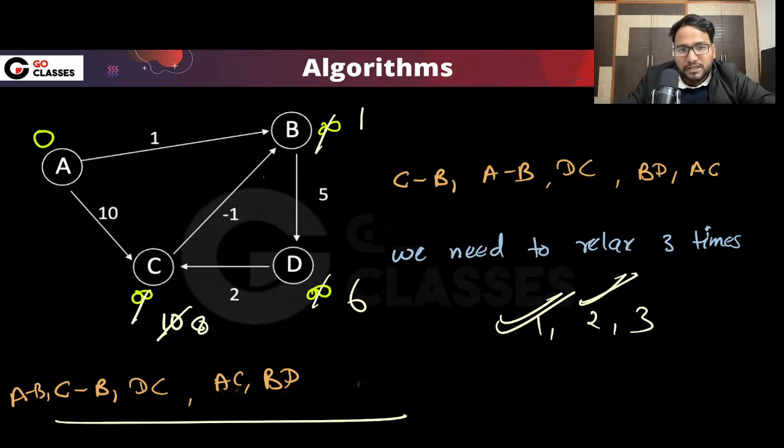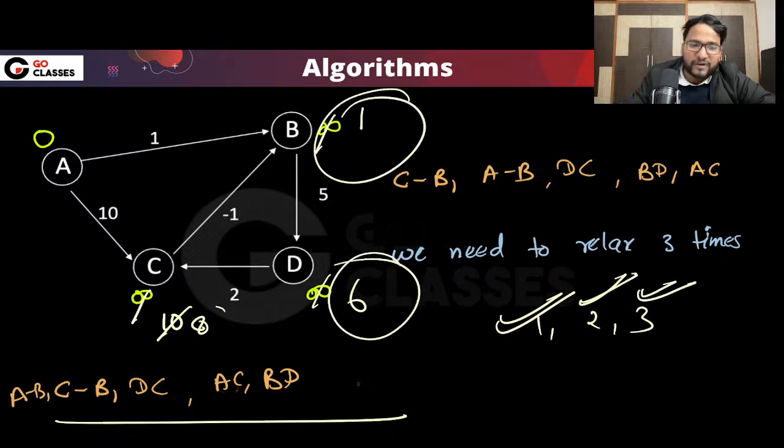And CB will also, I think, not change anything because it is already shortest. And then DC, it will also not change anything because it is 8. And then AC is this, and this will also not change anything. And BD is this, which will also not change anything. Anyway, we have run 3 times, and finally we have got these. Are these shortest? These will be definitely shortest.